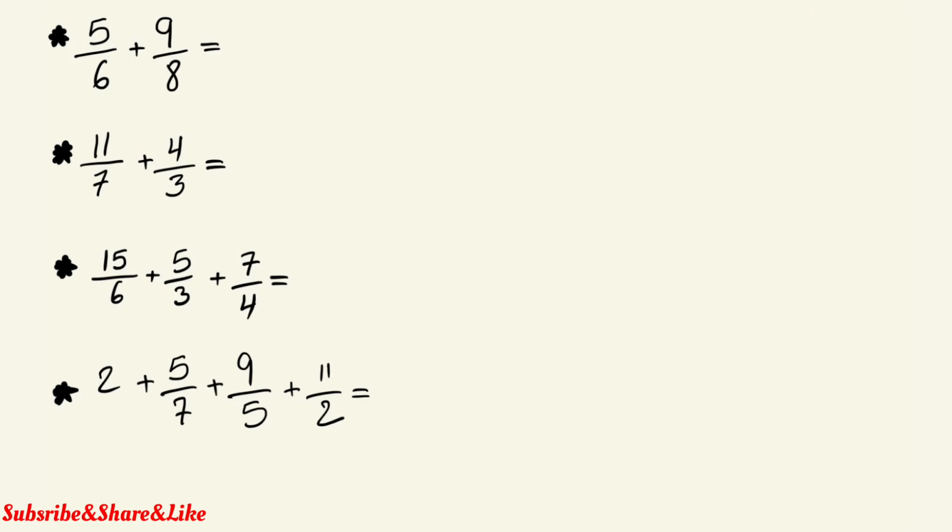Say here we have 5 over 6 plus 9 over 8. The first thing we do is find the common denominator. We can multiply these and get 48, but in this case we shouldn't do that because we have another factor. It's going to be 24, because if you see here we have 8, 16 and 24, and here we have 6, 12 and 24. So we see that the common denominator is going to be 24.